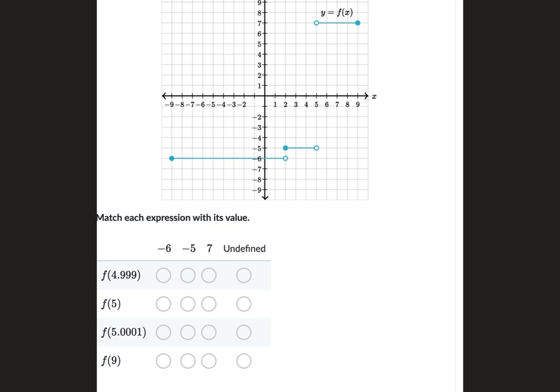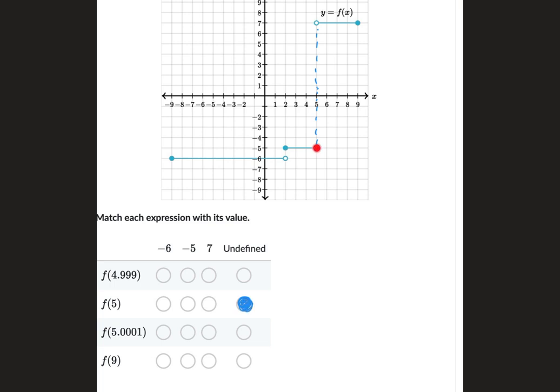Do it in blue. And we could see right at 5, actually, there's a hole here. So that means it's not actually defined at 5 on this part of the function. And there's a hole here. So since there's a hole on both sides, it's not defined at 5 at all. So I'm going to go ahead and just say, well, I know that at 5, it's undefined.